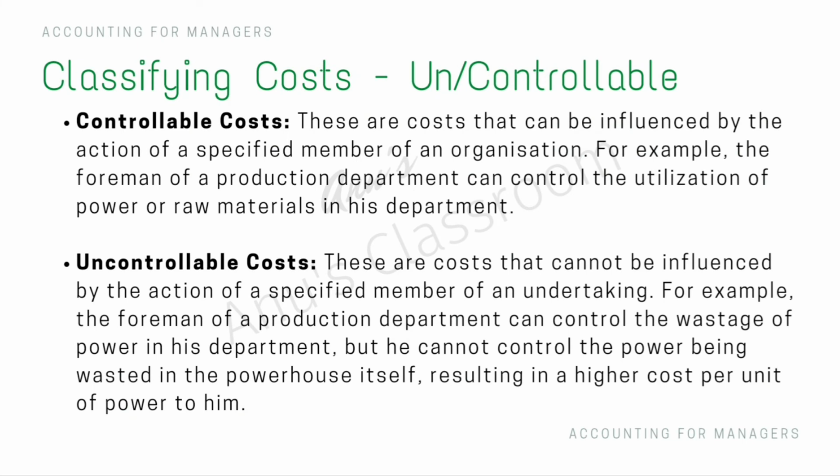Classifying costs as uncontrollable or controllable. Controllable costs are costs which can be influenced by the action of a specific member of an organization. For example, the foreman of a production department can control the utilization of power or raw materials in his department. Uncontrollable costs cannot be influenced by the action of a specified member of an undertaking. Like, the foreman can control the wastage of power in his department, but if the power itself is being wasted in the powerhouse, then the resulting higher cost per unit of power cannot be controlled by him.